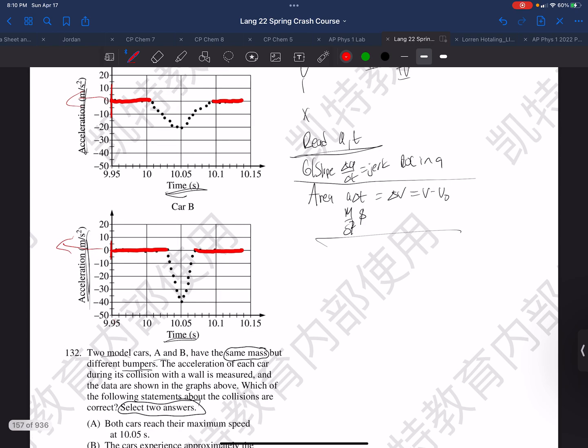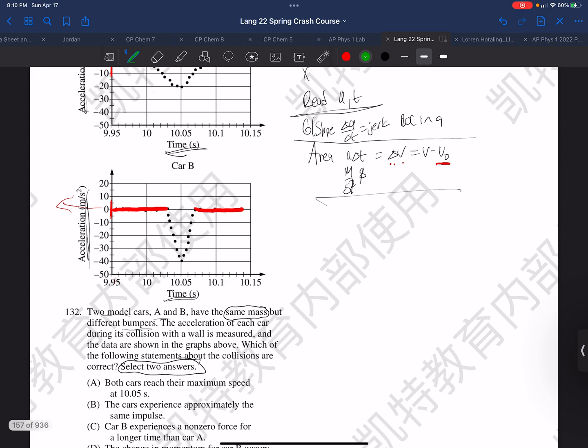Both cars achieved their maximum speed at 10.05 seconds. Well, anything to do with speed might be related to area, but we don't know the V0. That's unknown. So to know the velocity at any particular point in time, we would need to know the initial velocity, which we don't know. So we actually can't really say anything about their maximum speed. This choice is out.